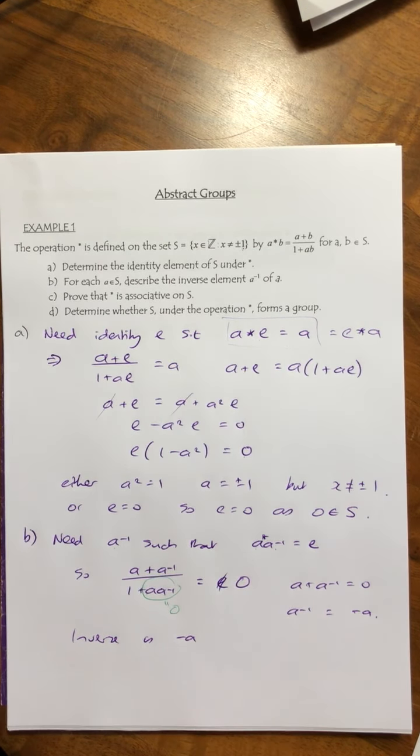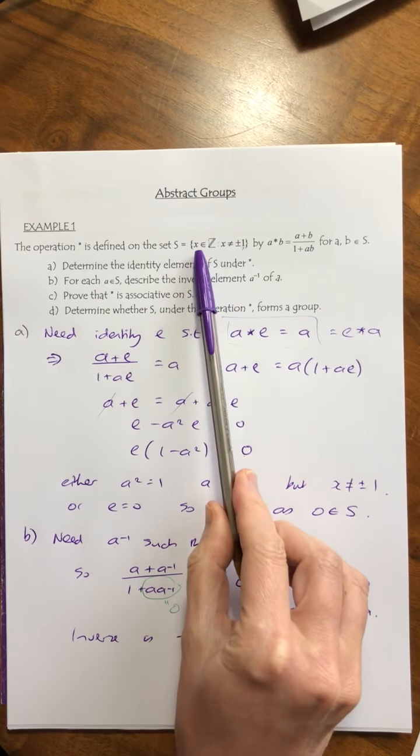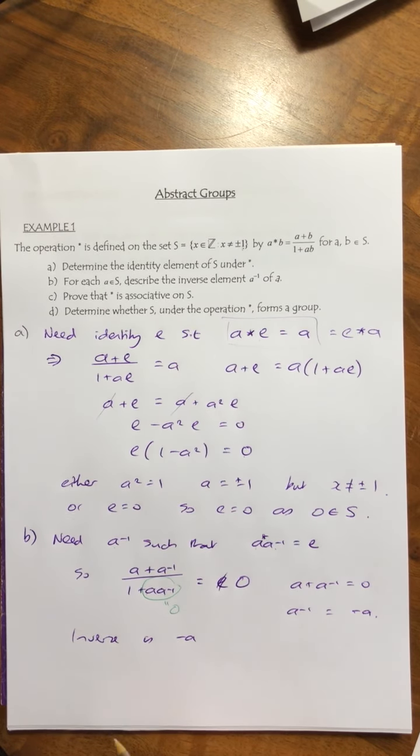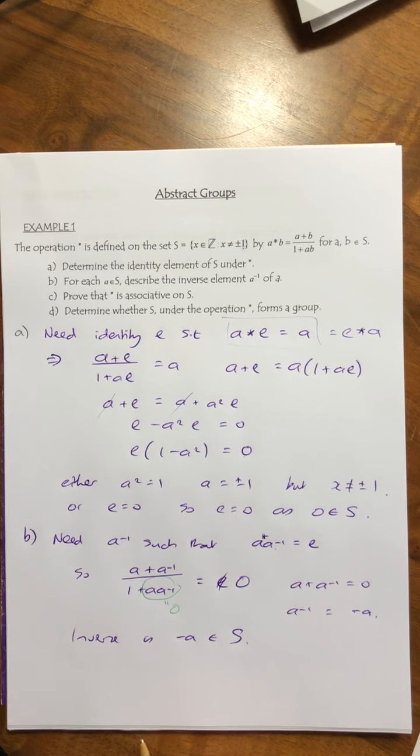We need to check, do we have closure there? We have closure there because we are allowed any integers apart from plus or minus 1. So that is certainly in our set. So that is our inverse.